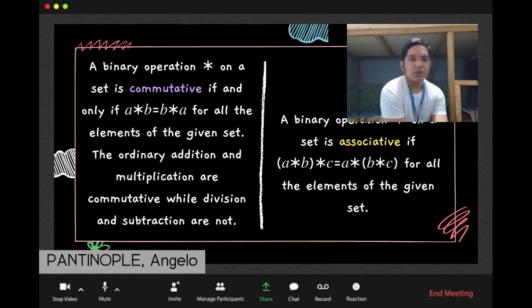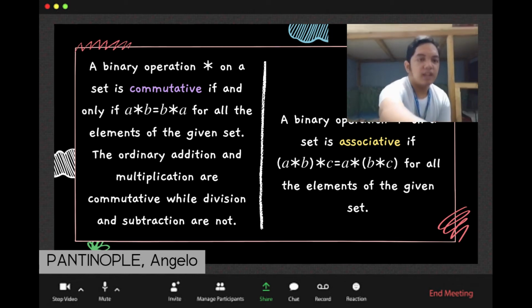A binary operation on a set is commutative if and only if a star b equals b star a for all the elements of the given set. The ordinary addition and multiplication are commutative while division and subtraction are not. A binary operation on a set is associative if open parenthesis a star b close parenthesis star c equals a star open parenthesis b star c close parenthesis for all the elements of the given set. And that concludes our discussion about the basic concepts of mathematics. We hope you grasp something.